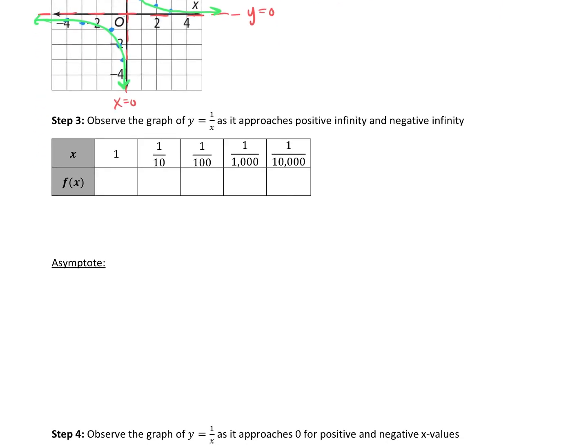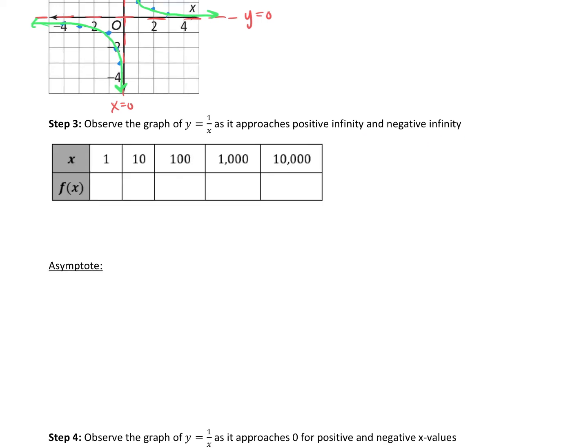All right, step 3, observe the graph of 1 over x as it approaches positive infinity and negative infinity. All right, so here's our table of values. We can see that x is getting bigger. 1, 10, 100, 1,000, 10,000. It's approaching positive infinity. We could continue this forever.